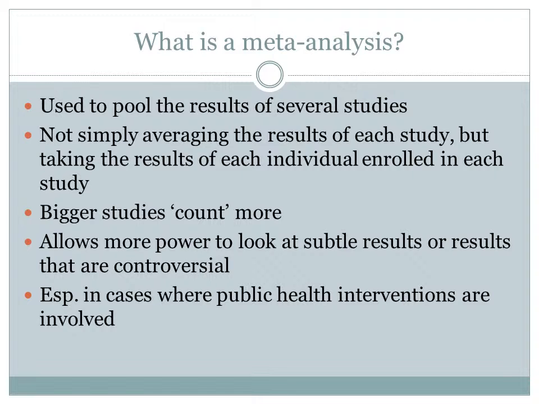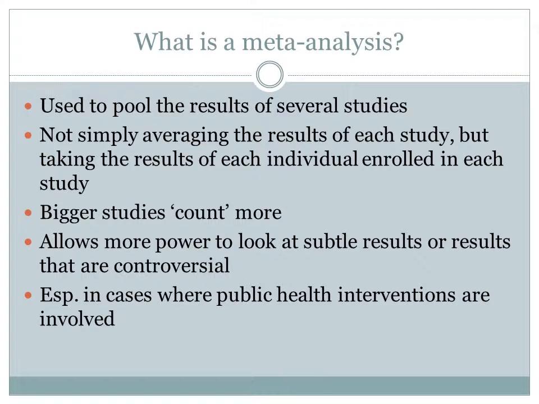It's not that simple. It's actually taking the results of each individual enrolled in each study. So if you have 7 studies and one of them has 100 patients and one of them has 1,000 patients, obviously the one with 1,000 patients counts more. And so you're basically taking all of the subjects that were in all of those studies and plunking them into one statistical analysis together as though they had all been analyzed at the same time.